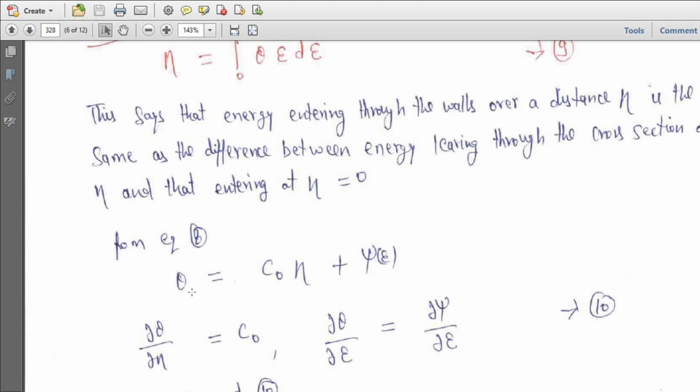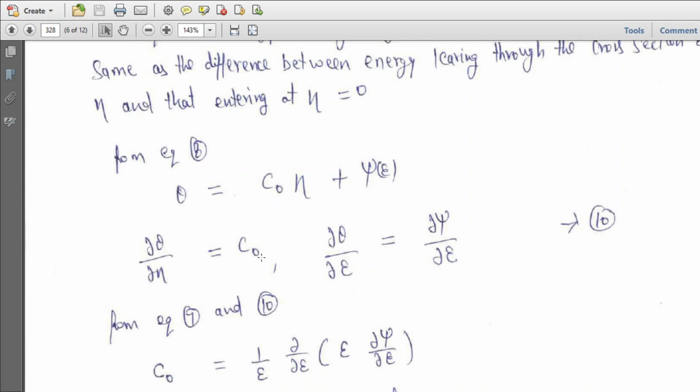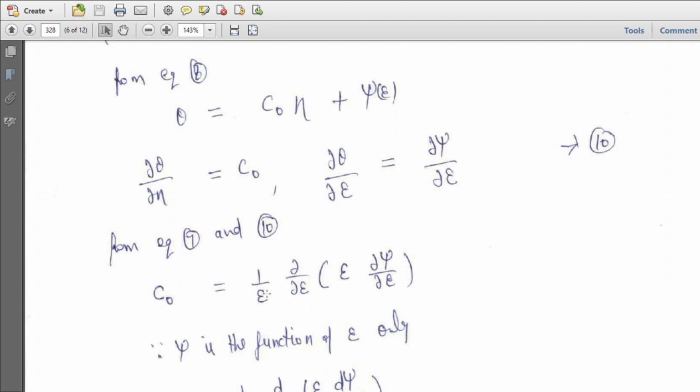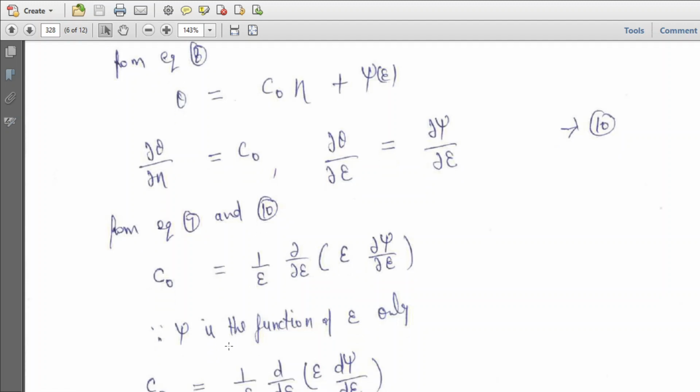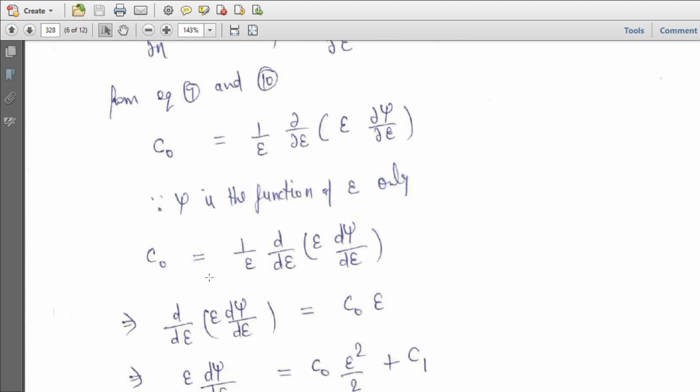From equation number 8 you have θ equal to C₀ η plus ψ. So from here we can find ∂θ/∂η equal to C₀ and ∂θ/∂ε equal to ∂ψ/∂ε. From equations 7 and 10 we can calculate C₀ equal to 1/ε ∂/∂ε (ε ∂ψ/∂ε). Since ψ is a function of ε only, we can convert this partial derivative into a total derivative, so you get C₀ equal to 1/ε d/dε (ε dψ/dε).